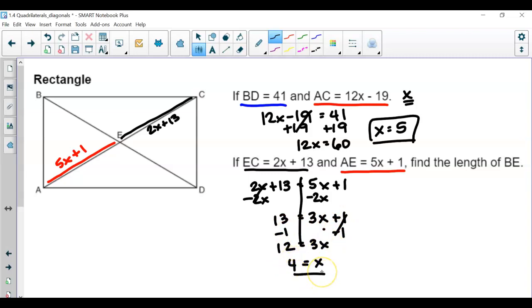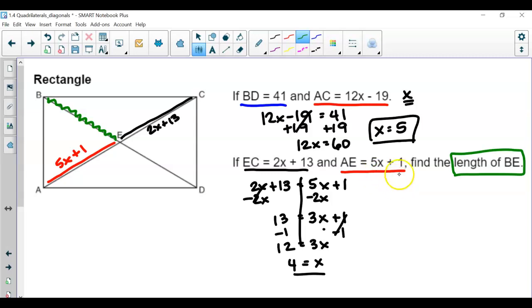So is this our final answer? Well, no, because look back at the question. We're finding the length of BE. So how do I find the length of BE? Let's plug in x to where we know. I can plug x into 5x plus 1 or 2x plus 13, because no matter what, they are equal to each other.